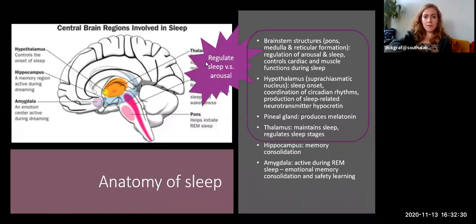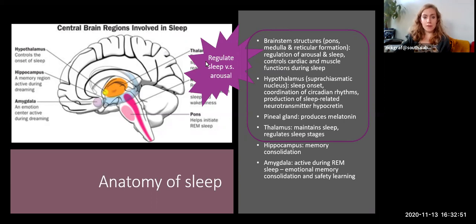So all of these parts of the brain, basically their job is regulating sleep and arousal. The hippocampus and the amygdala mostly come into play during REM sleep, although the hippocampus is involved in memory formation during non-REM sleep too. As we'll talk about in a few slides, sleep is really, really important for the formation of memories, also known as learning.